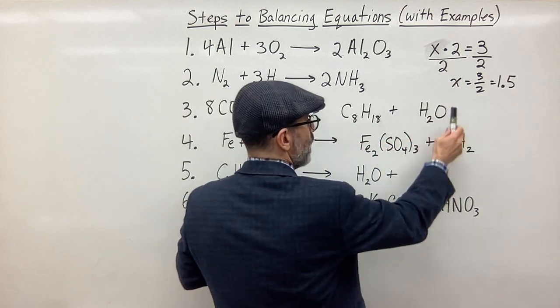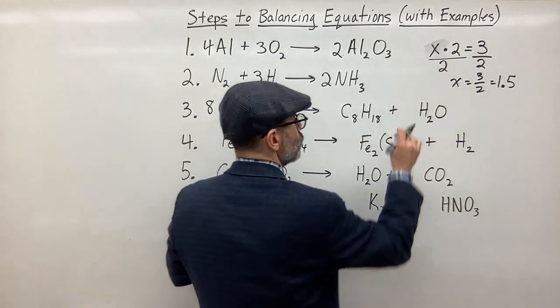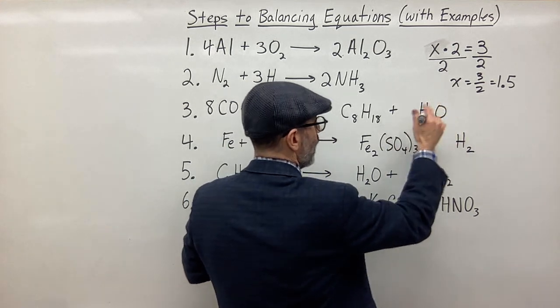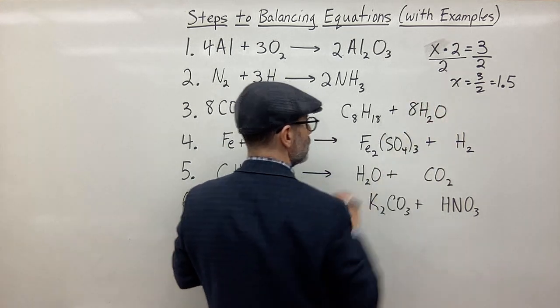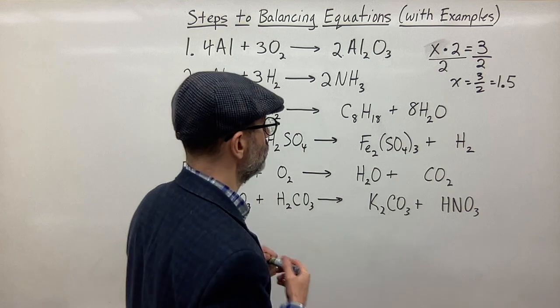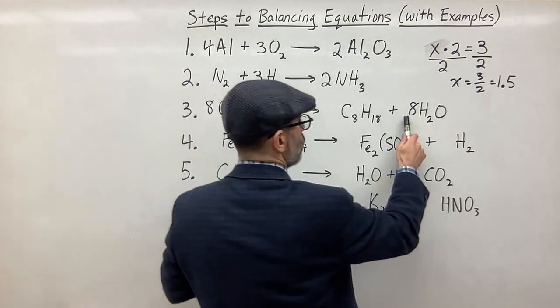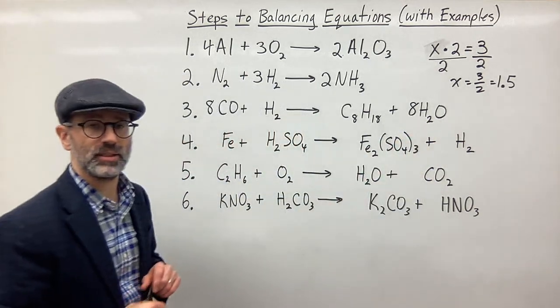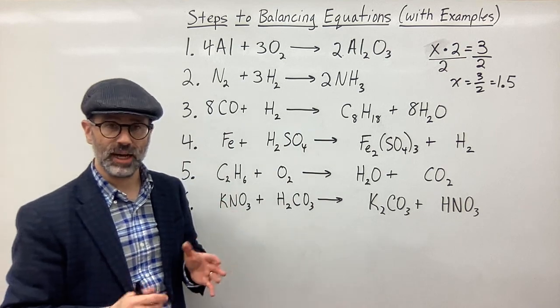So here I have 1 oxygen. So what times 1 gives me 8? Well, 8 is going to give me 8. Okay, so now my oxygens are balanced, and now I have hydrogen left.